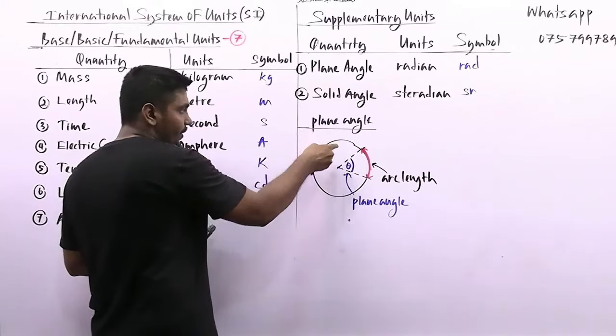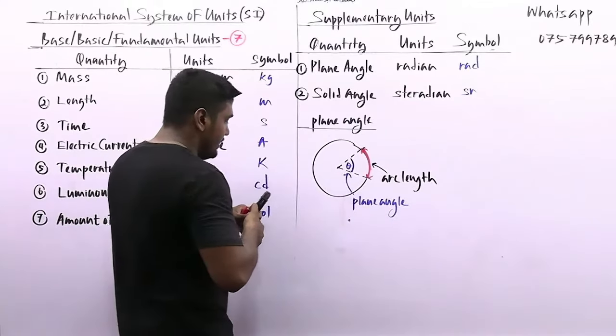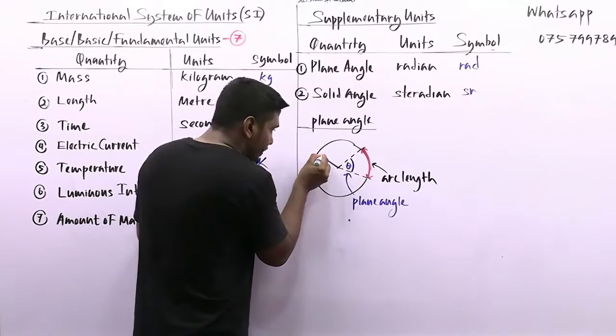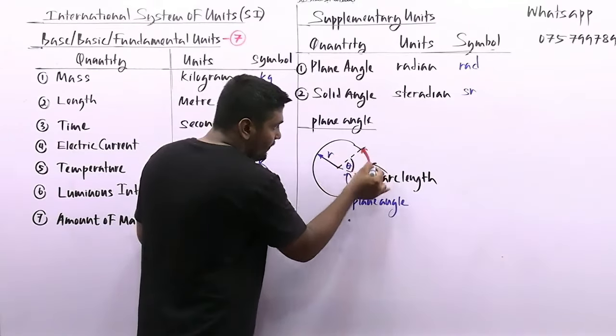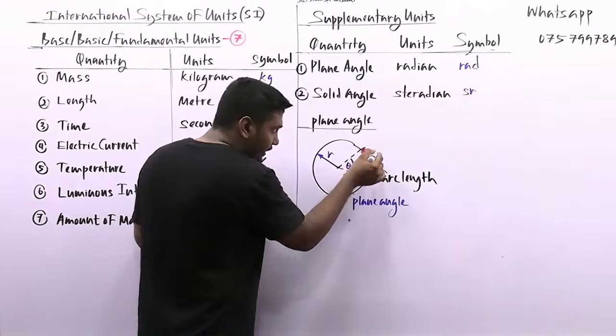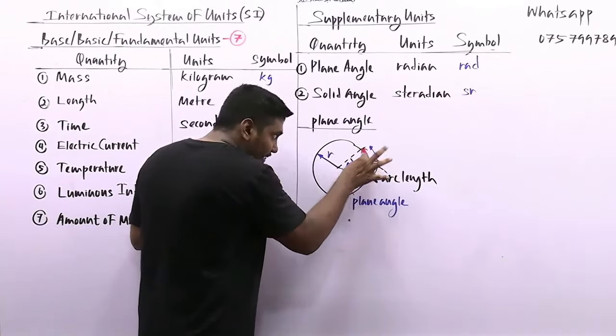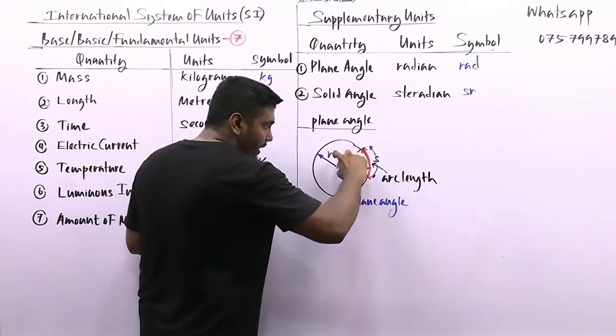What is plane angle? When you consider a circle of radius simple r, and you select an arc length of capital S, the angle subtended by the capital S arc length at the center is what we call the plane angle.